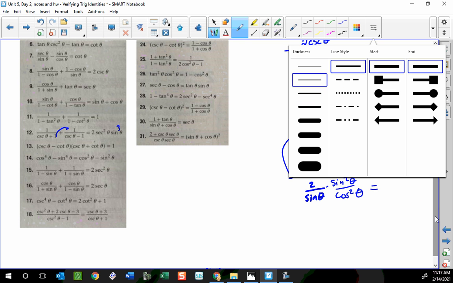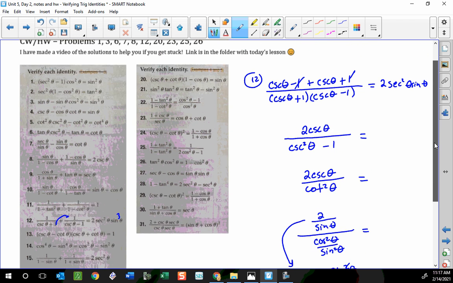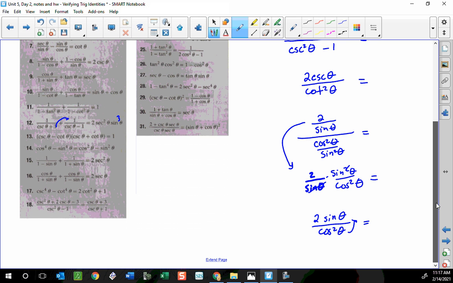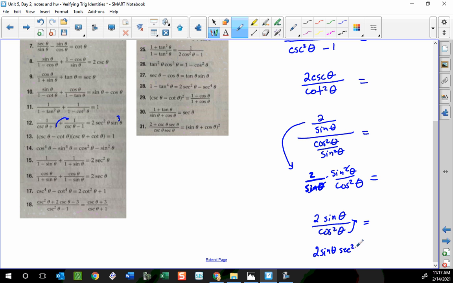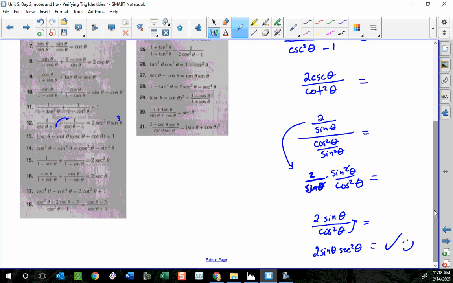All right. So that means that this sine and one of these sines cancels. So on the top, I have 2 times sine. On the bottom, I have cosine squared. I could just leave it like that, but I do notice that this wants a secant squared. I got my 2 and my sine, so secant squared. If you bring that cosine squared up, remember 1 over cosine squared would be secant squared. So 2 sine secant squared. And we got it. You see everybody messes up sometimes. It's okay if they're in a different order like that. It's fine.